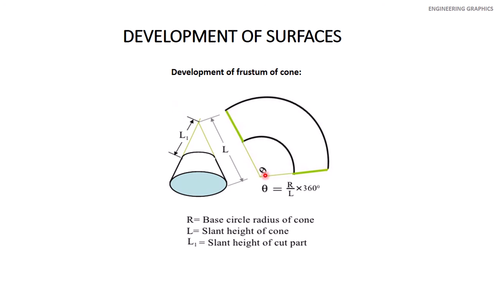Now open your compass equal to this complete length, and taking this point as a center, draw this outer arc. How can you draw this inner arc? Taking this point as a center and this distance equal to L1, which is the slant height of the cut part, open your compass equal to L1 and draw this arc. This portion is the development of the frustum of a cone.